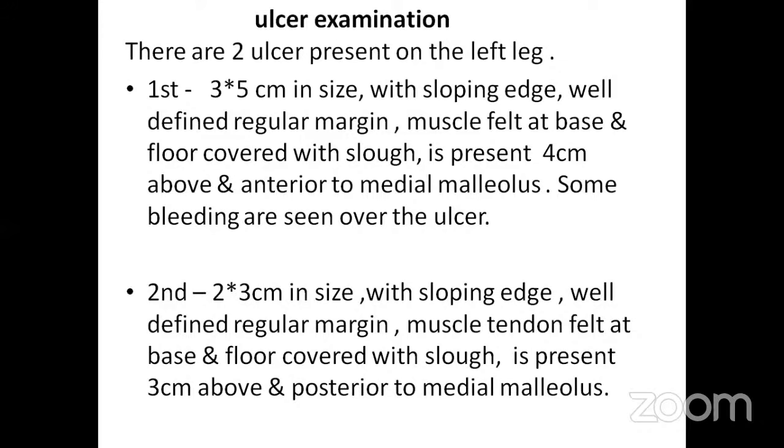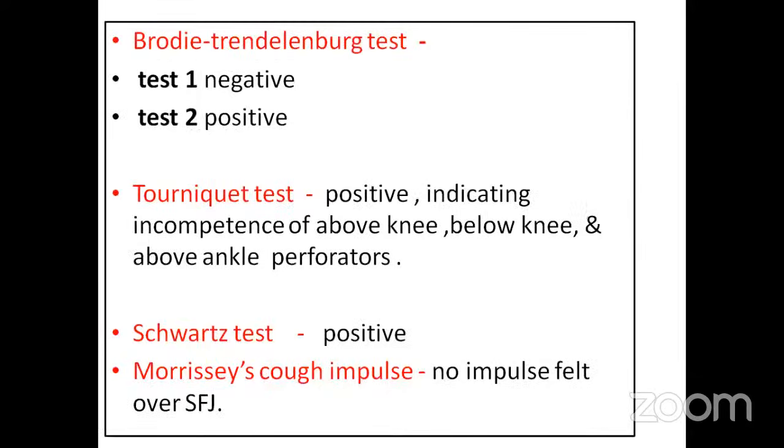Then ulcer examination: two ulcers. First, 3-5 centimeter in size, sloping edge, well-defined regular margin, muscle felt at base and floor covered with slough, present 4 centimeter above and anterior to the medial malleolus. Some bleeding is seen over the ulcer. And the second ulcer was 2-3 centimeter in size with sloping edge, well-defined regular margin, muscle tendon felt at base and floor covered with slough, present 3 centimeter above and posterior to the medial malleolus.